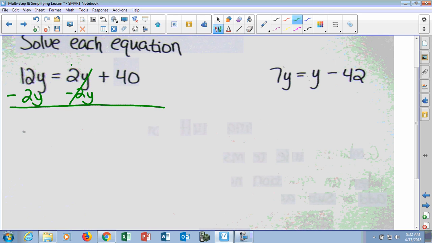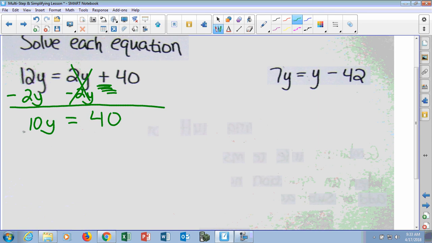So on this side, this is gone, right? Because 2y minus 2y is 0. So on the right side of the equal sign, I only have 40 left. And 40 is a positive number because of the sign here, right? And then over here, I got 12y minus 2y. What does that come to? 10y. So you see how the number stays positive?